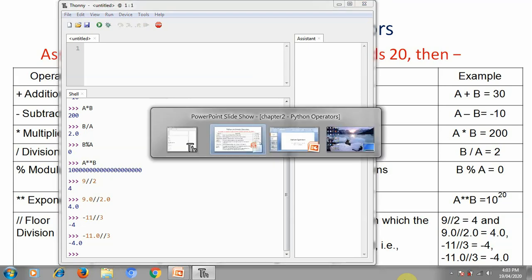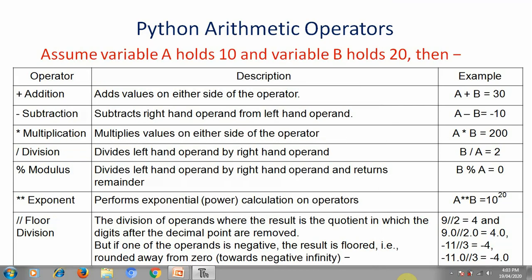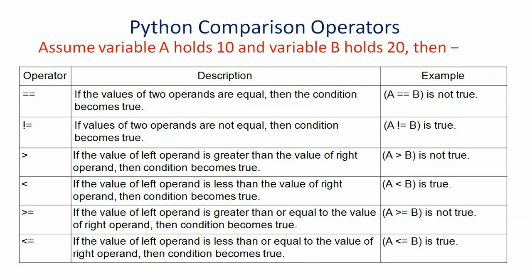Okay. Next is the comparison operator. What is a comparison operator? It is used to test a condition. The relational operator or comparison operator results in a Boolean true or false. Assume variable a holds 10 and variable b holds 20.